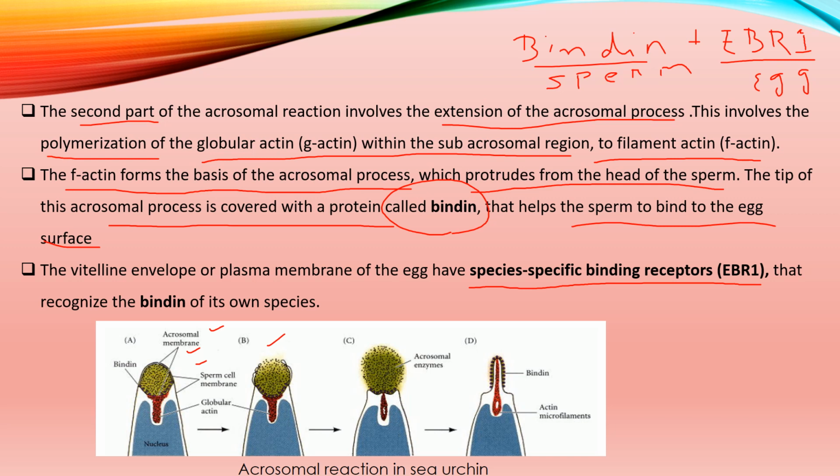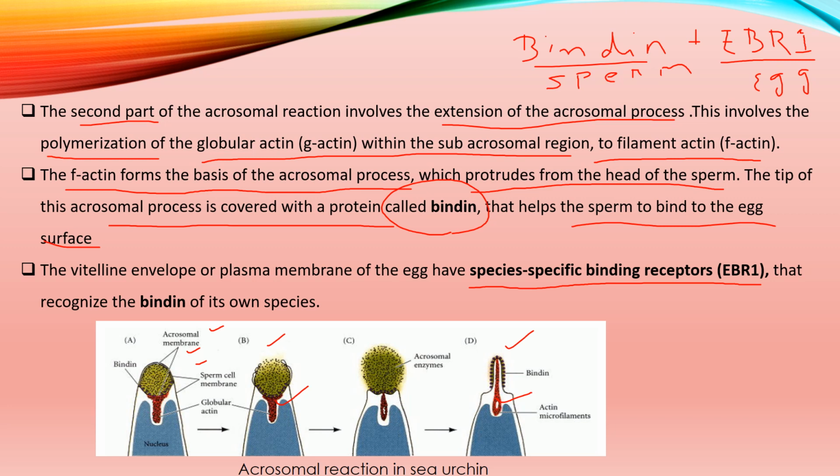The second step of the acrosomal reaction is the extension of the acrosomal process. Here you see there is globular actin present, and the extension of the acrosomal process involves the polymerization of globular actin to filamentous actin. Here the globular actin starts to polymerize to form filamentous actin, and when the filamentous actin forms, the acrosomal process protrudes out from the head of the sperm.